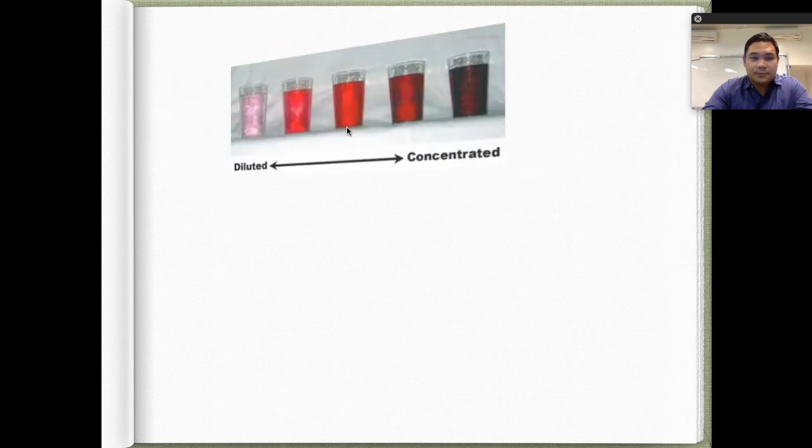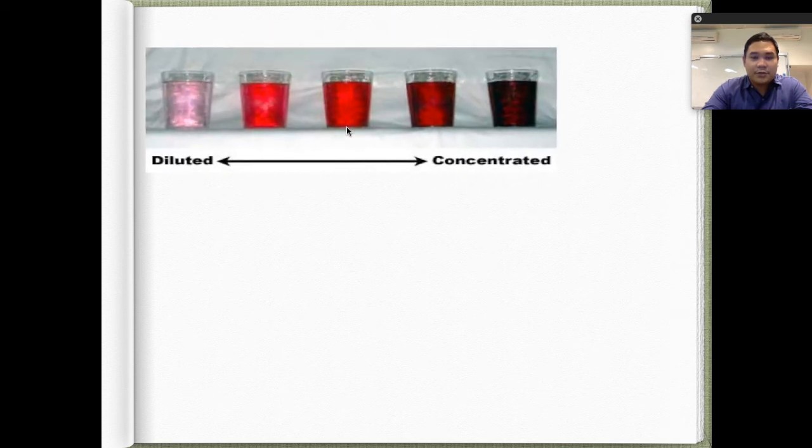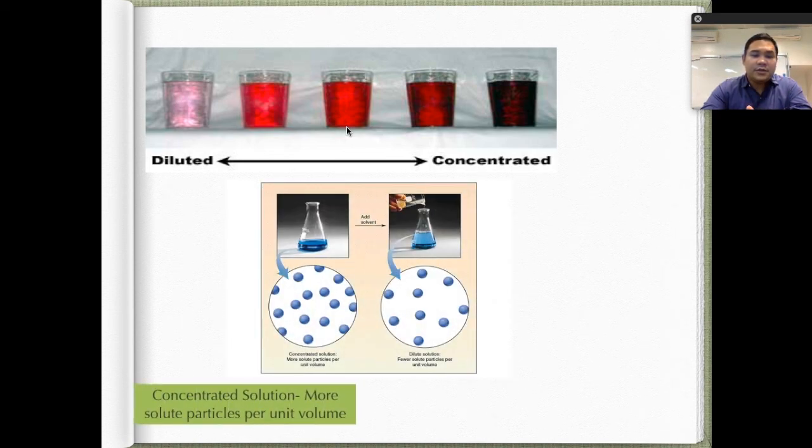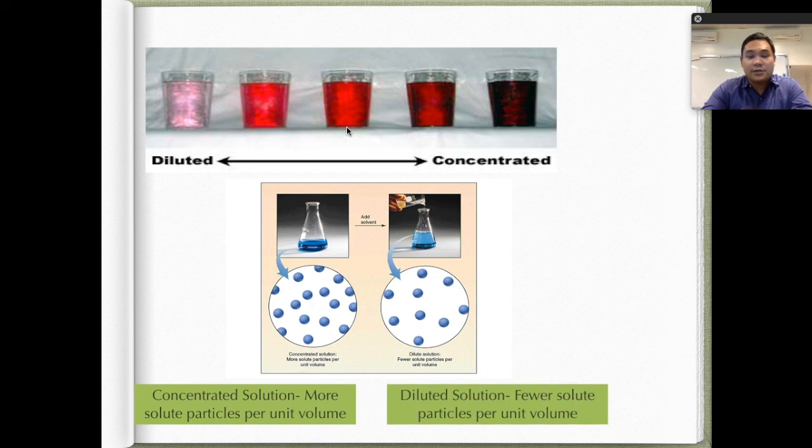So, let's try to visualize the example on this side. We have the diluted, and on this side we'll have the concentrated. Therefore, in a concentrated solution, we could expect more solute particles per unit volume, while for the diluted solution, fewer solute particles per unit volume.